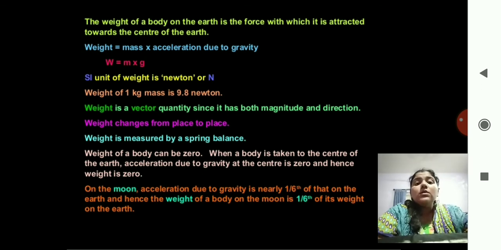On the moon, acceleration due to gravity is nearly 1/6 of that of earth, and hence the weight of the body on the moon is 1/6 of its weight on the earth. You have to keep in mind this give reason.